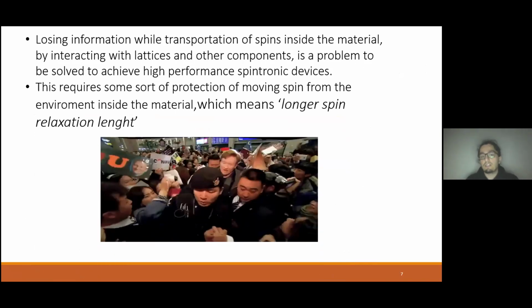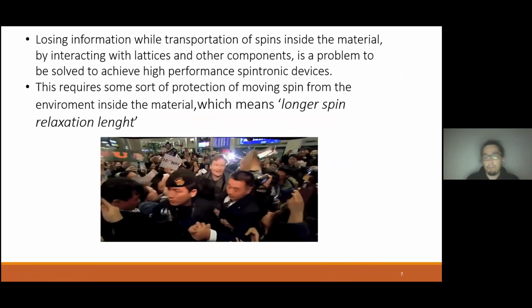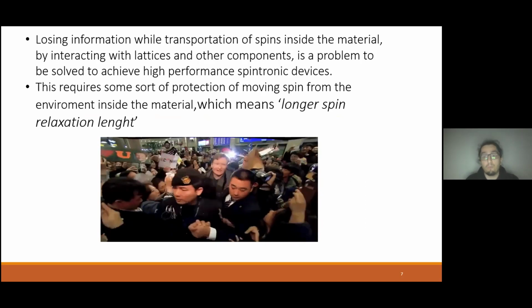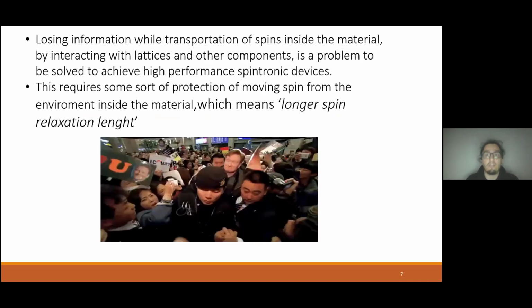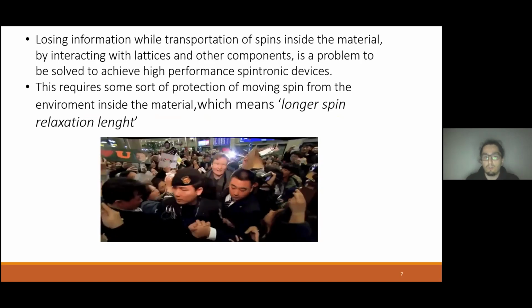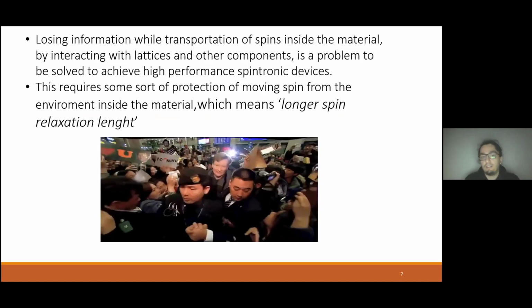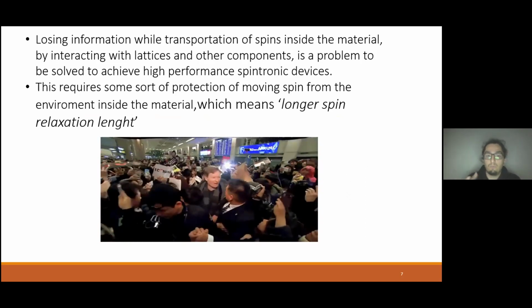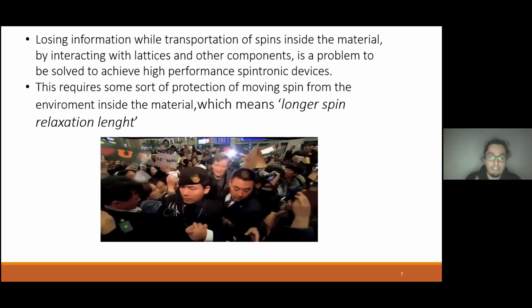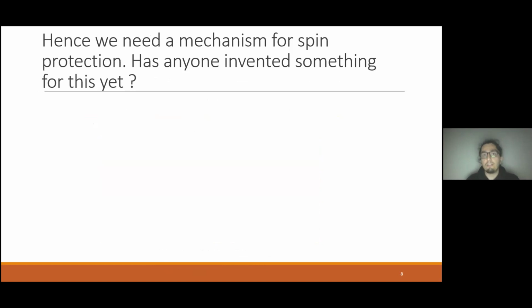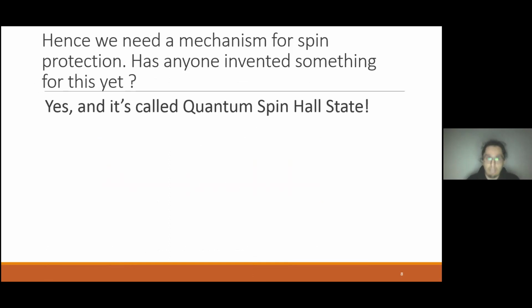As you can see in this example, Conan O'Brien is landing in Japan and trying to move towards the crowd, and there's an escort moving with him to avoid any kind of interaction between him and the crowd. So our goal is moving Conan O'Brien to the place he wanted to be, without any kind of interaction and without losing information. Hence, we need a mechanism for spin protection. Has anyone invented something for this yet? Yes, and it's called the quantum spin Hall state materials.